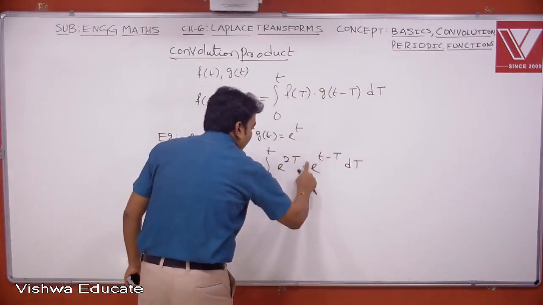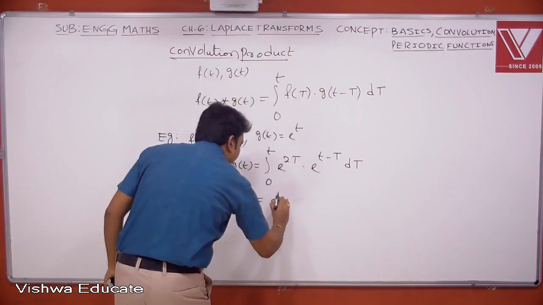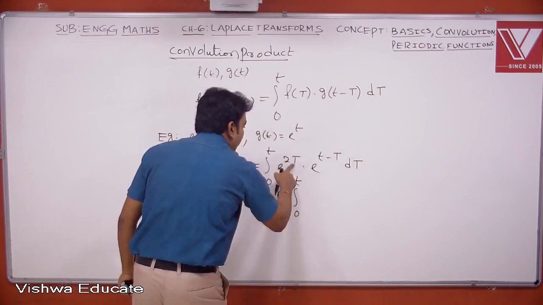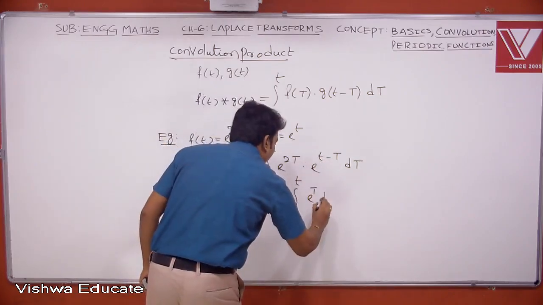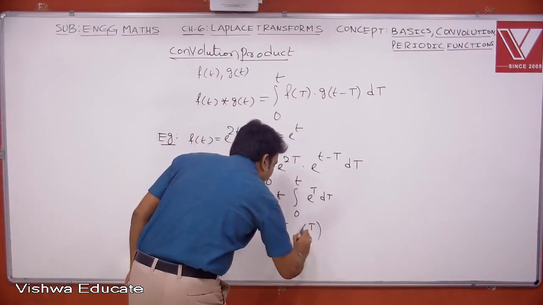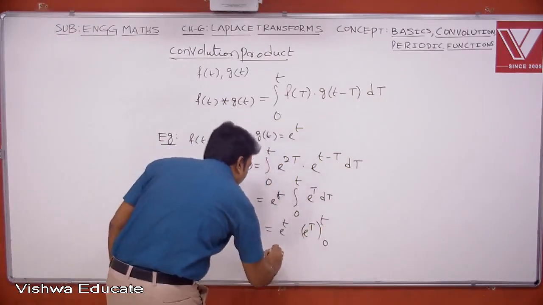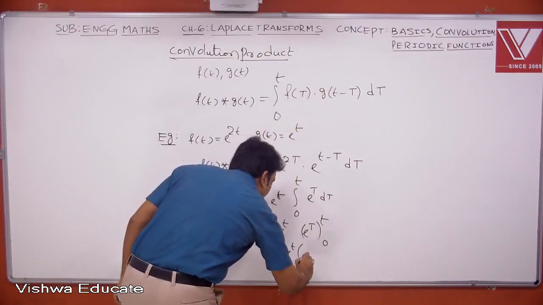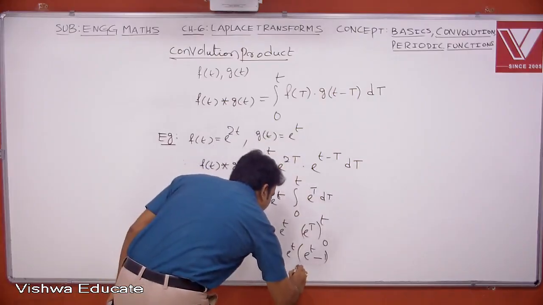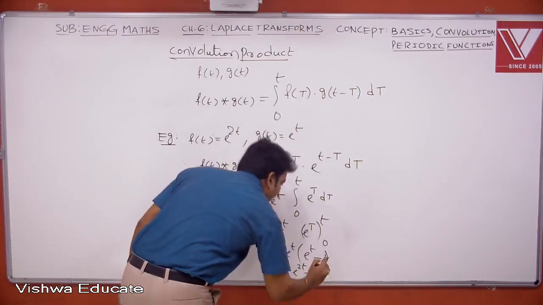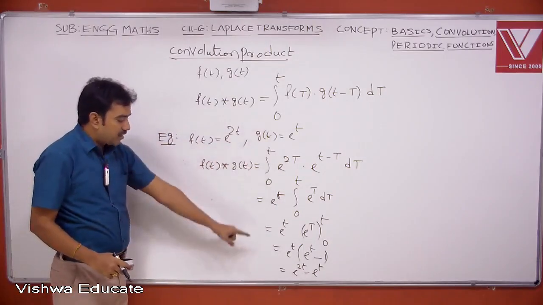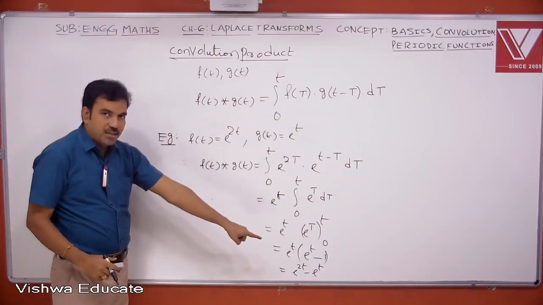Now inside this integral, e power t is a constant expression. So you can take it outside: e power t into integral 0 to t e power 2T into e power minus T, which is e power T. So this is e power t into integral of e power T, which is e power T, limits from 0 to t. So therefore this is e power t into e power t minus e power 0, which is 1. Therefore, this expression is e power 2t minus e power t. So the convolution product of these two functions is e power 2t minus e power t.